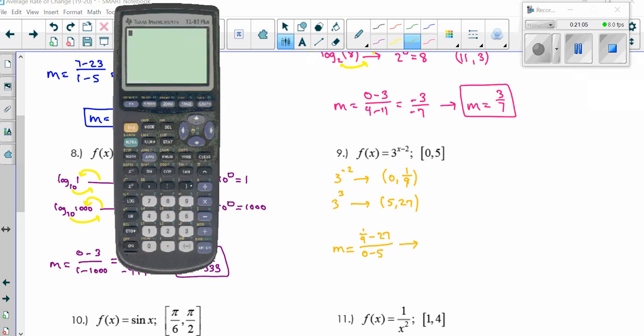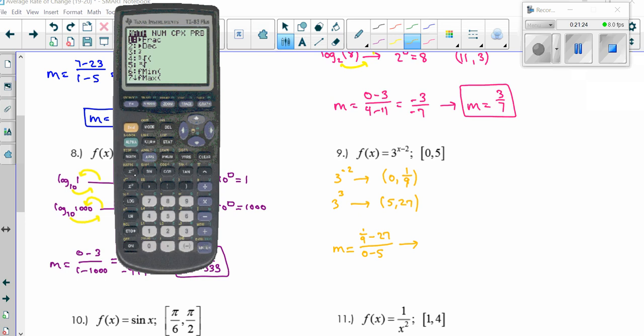Okay, so I'm going to put this in my calculator. I want to make sure that I state that my numerator is 1/9 minus 27. I don't have to put parentheses around the 1/9 because order of operations, it's going to do the division before the subtraction anyways. And then I'm going to divide by 0 minus 5, which is negative 5. Okay, it's going to give me this.